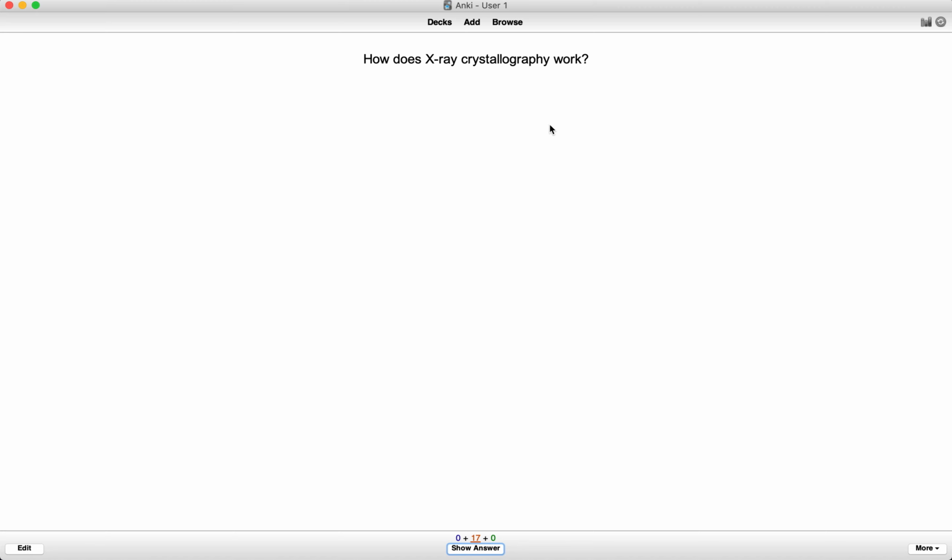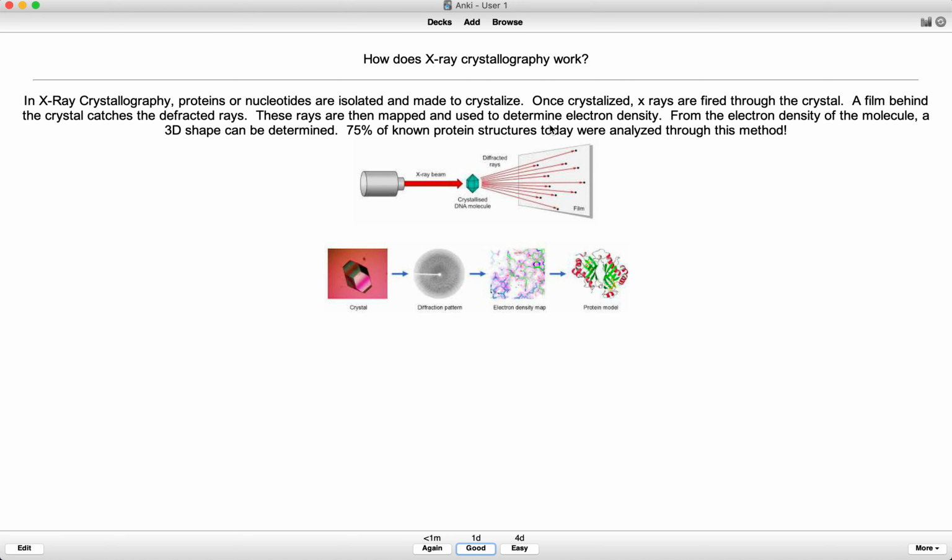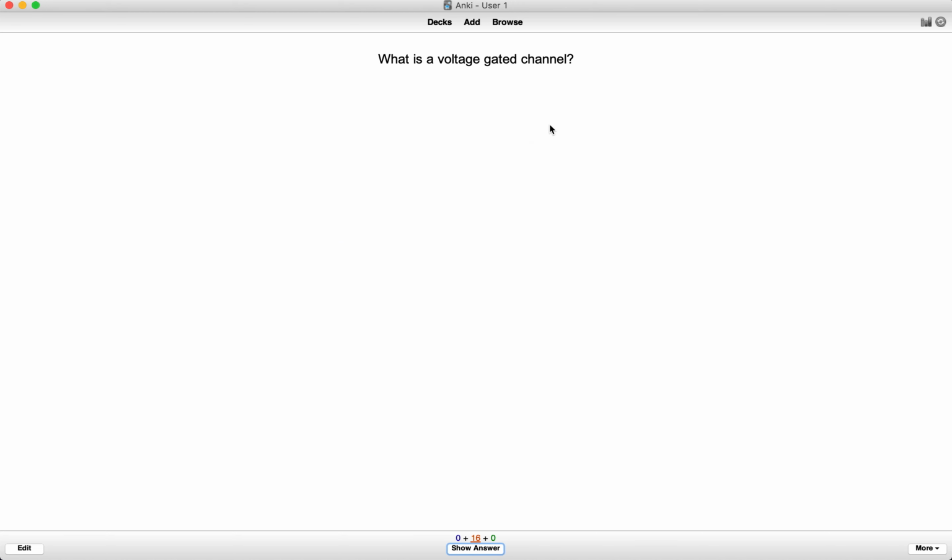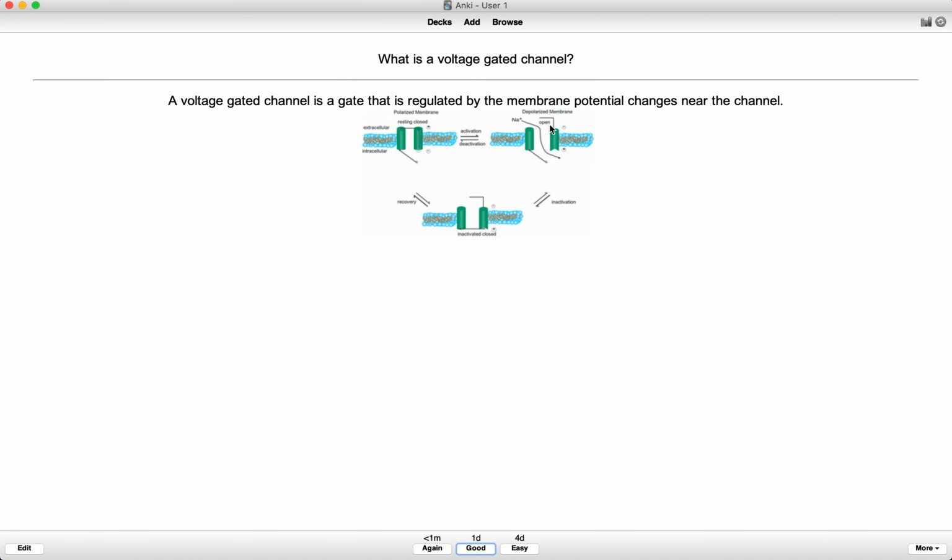X-ray crystallography is crystallizing a protein and shining X-rays through it. The X-rays go onto a film, and you use that to draw an electron density and determine the 3D model of the protein. Voltage-gated channels are channels where the status of the gate is determined by the membrane potential near the channel.